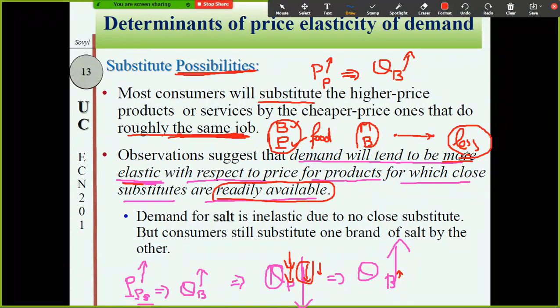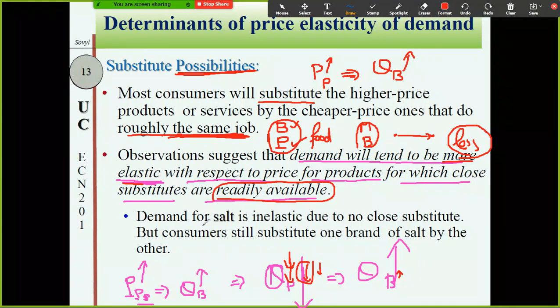So one factor that makes price elasticity become more elastic or less elastic, or inelastic, is the possibility of substitute goods. Is it very possible to find substitute goods? If it's very easy to find substitute goods, the price elasticity of demand of the product is larger, meaning elastic.